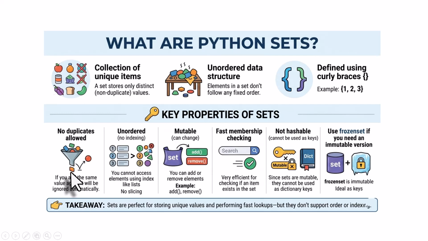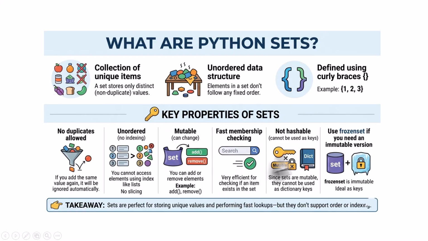That is, if you add the same value again, it will be ignored automatically. And set is unordered, that is no indexing. So you cannot access elements using index like lists, and also you cannot do slicing. And set is mutable, that is you can change, so you can add or remove elements using methods like add, remove. And set is used for fast membership checking, that is very efficient for checking if an item exists in the set.